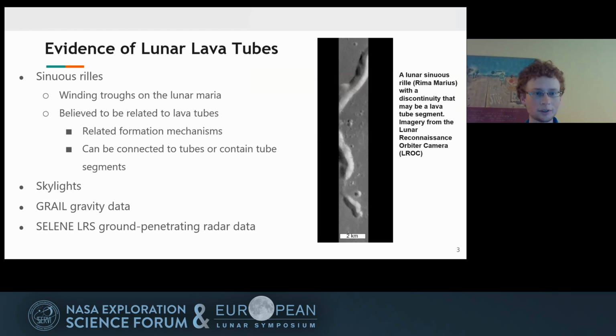So some of the evidence that we have indicating that lunar lava tubes exist include observations of sinuous rills, which are winding troughs on the lunar maria. These are believed to be related to lava tubes since they have related formation mechanisms, and they can be connected to lava tubes or contain tube segments. We've also observed holes on the lunar surface, which we think are skylights into lunar lava tubes. And also we have gravity data from GRAIL and ground penetrating radar data from the Lunar Radar Sounder, also indicating that lunar lava tubes exist.